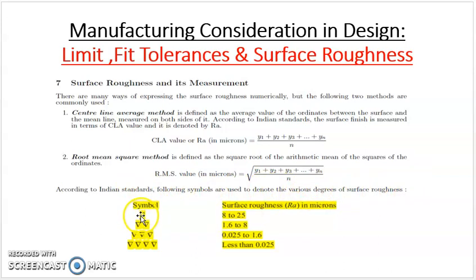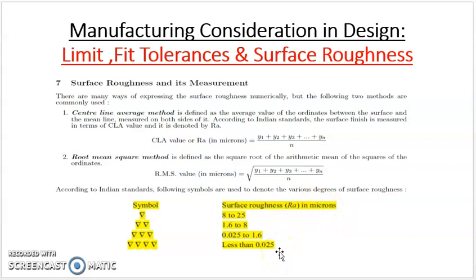This is the inverted triangle. Surface roughness Ra 8 to 25 microns, then single inverted triangle. For double inverted triangle, 1.6 to 8, then 0.025 to 1.6, in microns we are talking about. Then 3 inverted triangles, and 4 inverted triangles for less than 0.025 microns.